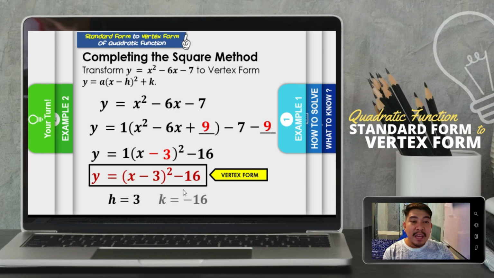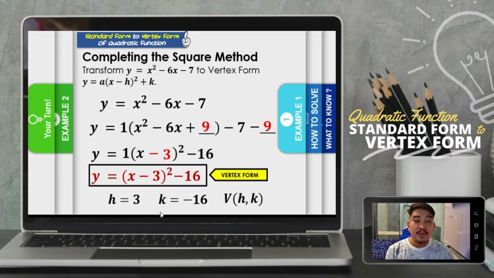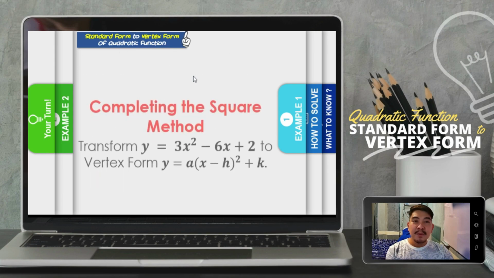Then, for the value of k, we just need to copy negative 16. And if you are going to combine 3 and negative 16, we can now obtain the vertex of the parabola that lies at 3, negative 16. So this is now considered as the vertex form of y is equal to x squared minus 6x minus 7. We will now proceed with the second example.